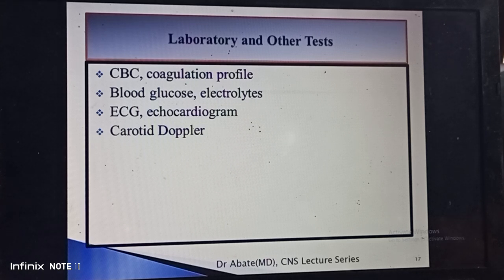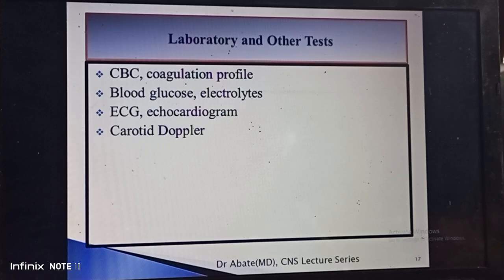In CBC, as you know, there are three cell lines: WBC, RBC, and platelet count. From this, the platelet count is very important because if a patient has brain hemorrhage and the platelet count is low, the risk of bleeding is high. So you have to check the platelet count in a patient with hemorrhagic stroke in your search for the cause of the bleeding. The other thing is coagulation profile. The same scenario is true. You will be more sure of the cause of the bleeding when you send for a coagulation profile.